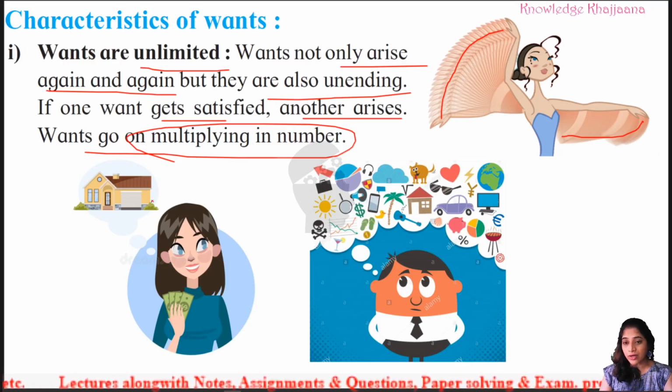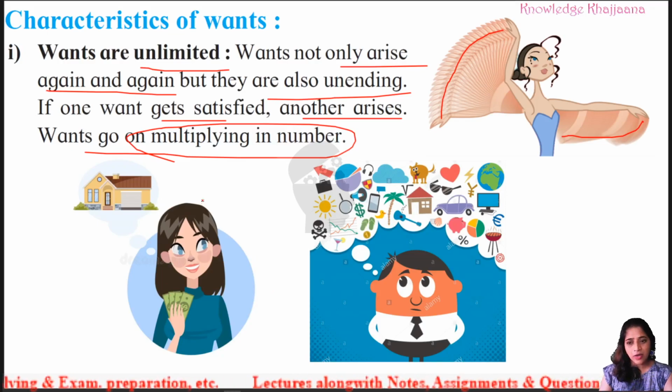Then after buying one car, she will think, now I will buy one more farmhouse. Building one more farmhouse, her wants will increase again. She will think that I will have a second home, like in the holiday camps. So her wants will go on increasing. That's why wants go on multiplying in number. For example, look at this person, how many wants he has. So these are multiplying in number.